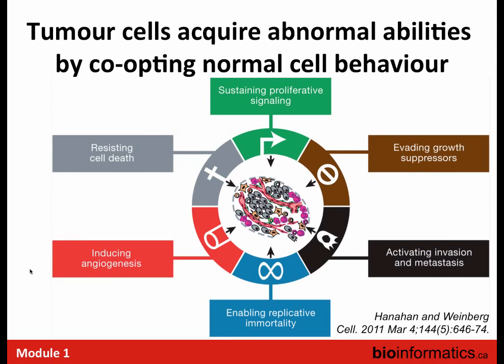And this really sums this all up. This is actually a famous figure that's been updated by Hanahan and Weinberg, just updated recently in Cell, really trying to pin down how we map all these mutations to specific functional abilities. Ultimately, tumor cells are normal cells gone wrong, and tumor cells have really just acquired abnormal abilities by co-opting things that cells can already do very well.